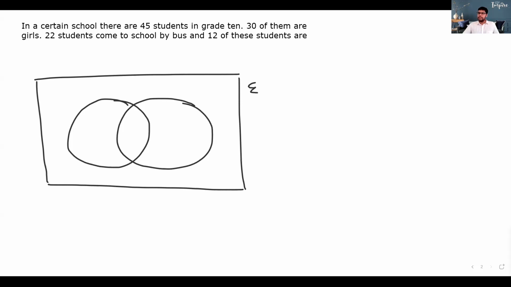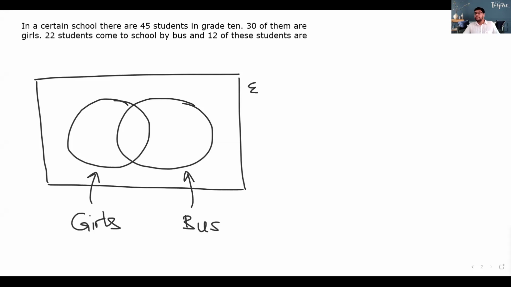So, children, the Venn diagram should look like this, the one that I have drawn on the screen. This is what the Venn diagram should look like. Okay, Anuja? And we will mark one of these as girls. So we'll make this one girls, and this one the students who come to school by bus.